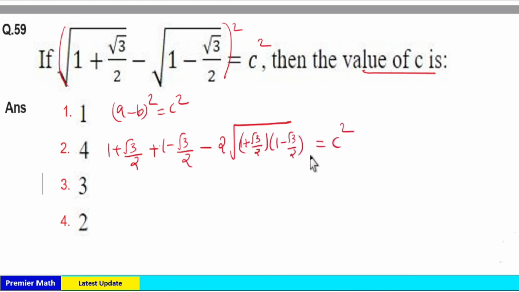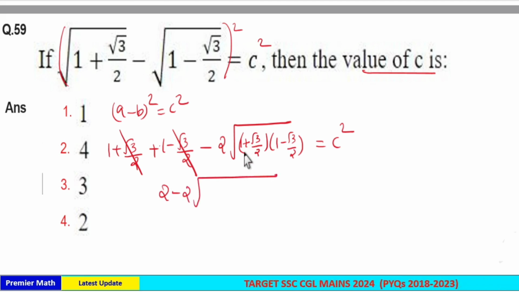Now this is equal to c square. Here minus root 3 by 2 plus root 3 by 2 cancel. 1 plus 1 is 2. So 2 minus 2 into root of, this is like (a plus b) into (a minus b), which is equal to a square minus b square. So 1 square minus (root 3 by 2) square. 1 square is 1. (Root 3 by 2) square means 3 by 4. So this is equal to c square.